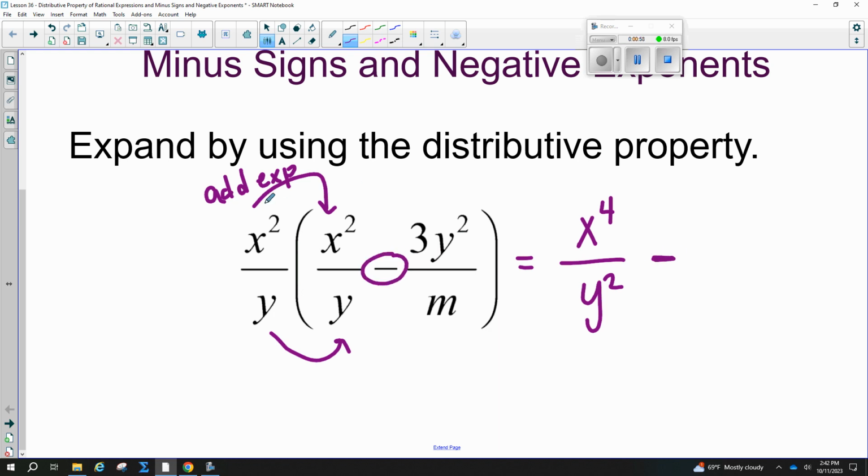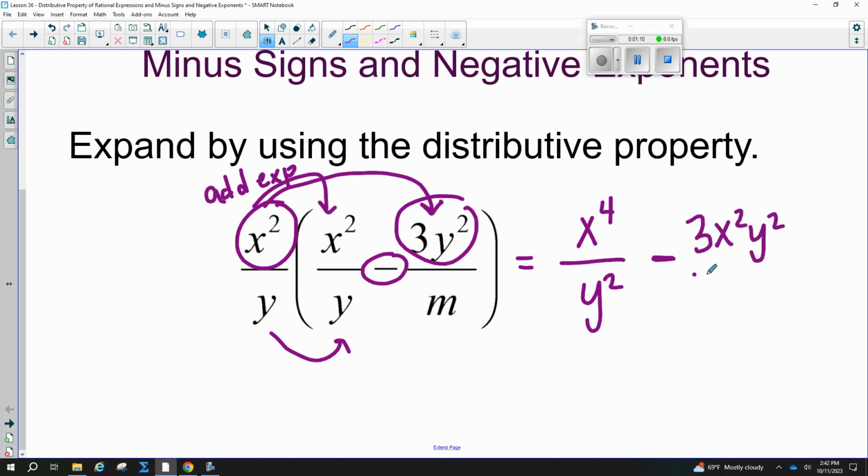And then I'm going to multiply the top to the top over here. So I have an x squared times a 3y squared. And I want your 3 to go in front, and then x squared y squared all over. And then we're going to multiply the bottom to the bottom right here. So y times m, which is just ym.